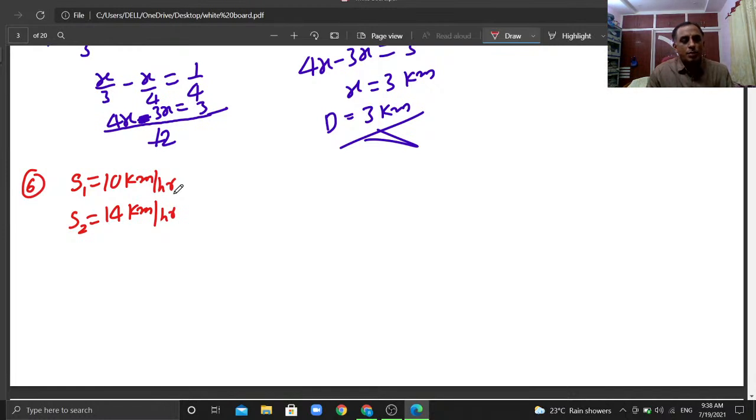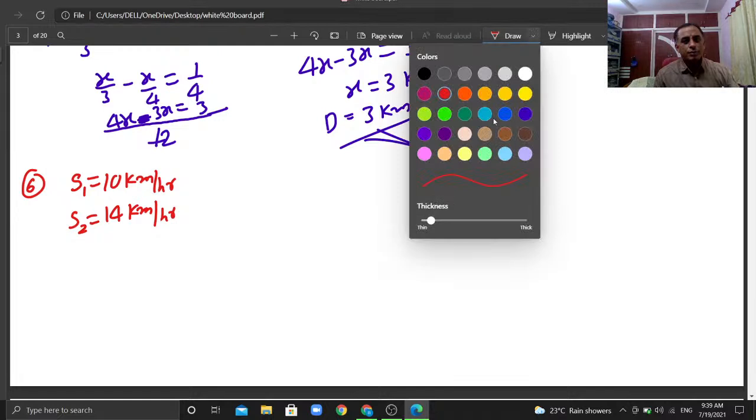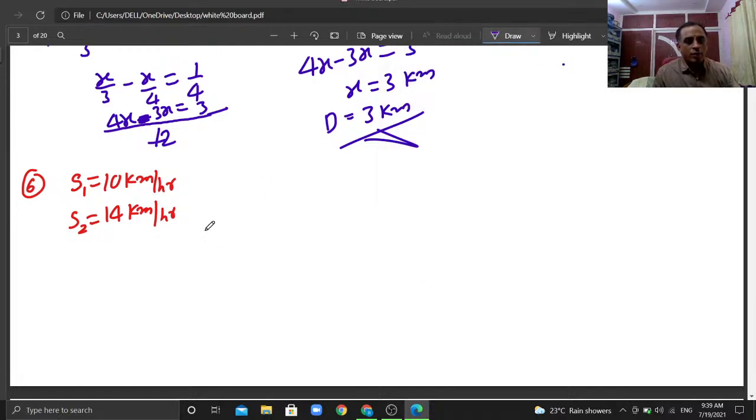A person traveled 14 kilometer per hour instead of his usual speed 10 kilometer per hour, so that he traveled 20 kilometer more in usual time. Then find the usual distance.